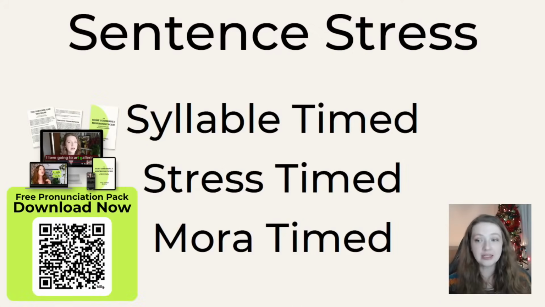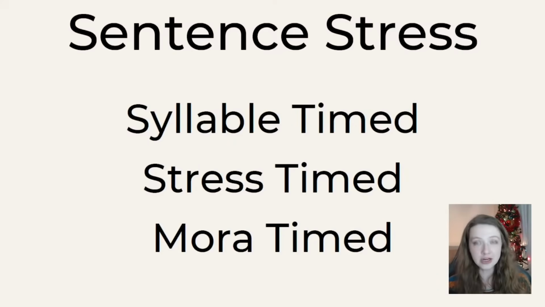Now for some extra practice. There are different types of sentence stress depending on the language. Here I've got 3 different ones: syllable timed, stress timed, and mora timed. I'm very interested to know, whether you know this already, what timed language is English? Is English a syllable, a stress, or a mora timed language? What do you think?